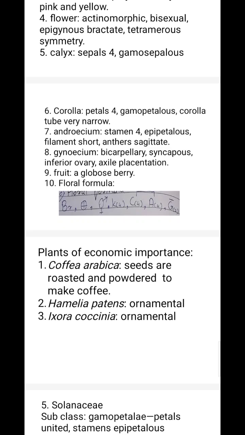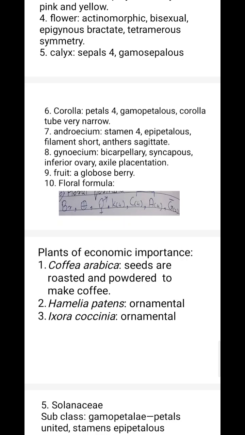That means two carpels are united, and the ovules are attached at the center of the ovary. Then fruit is a globose, berry type fruit.